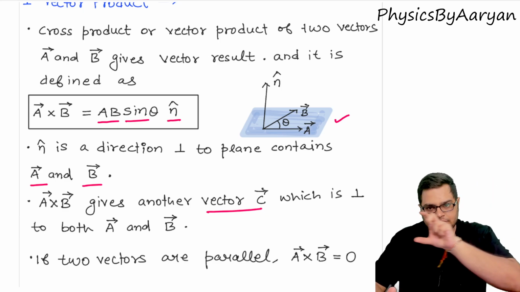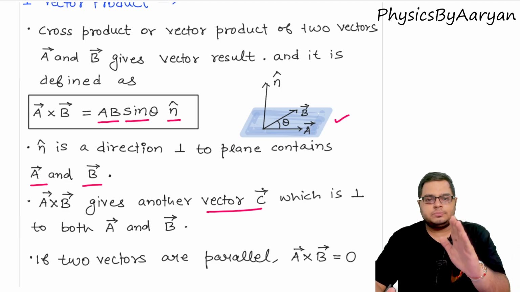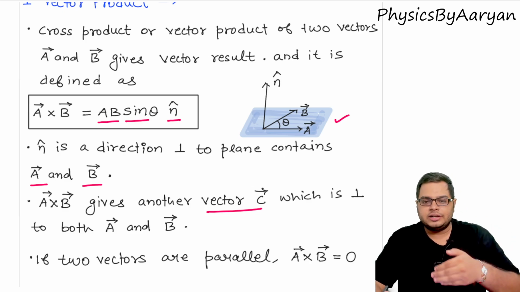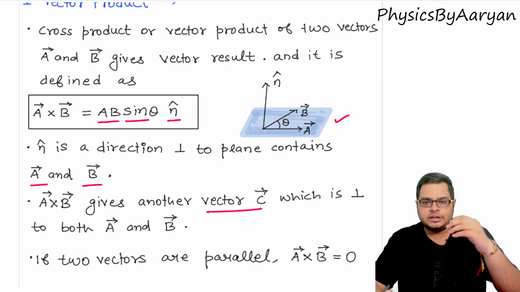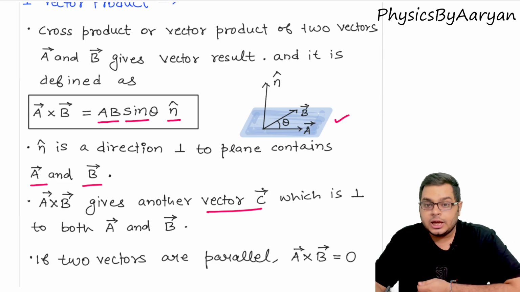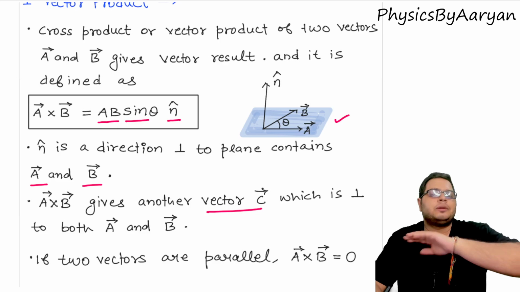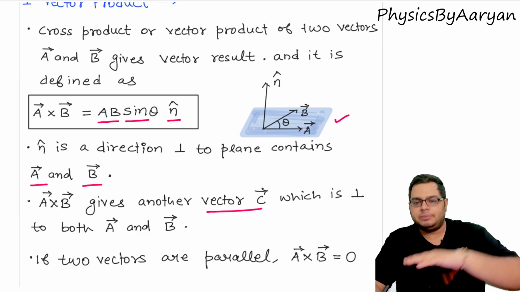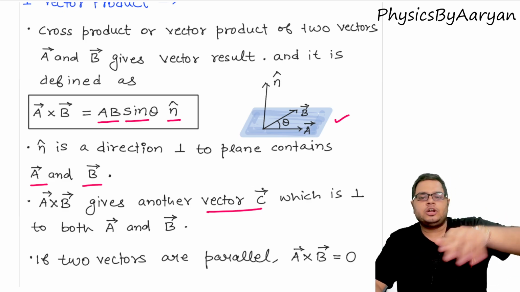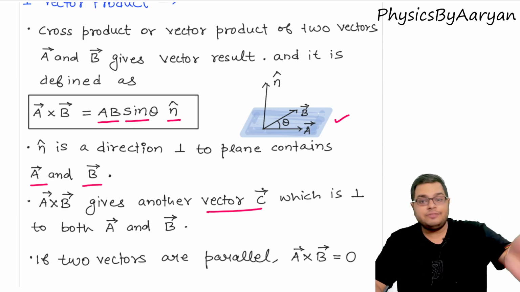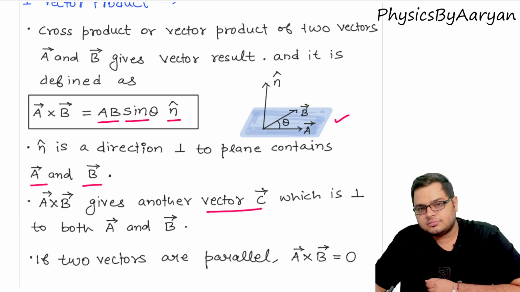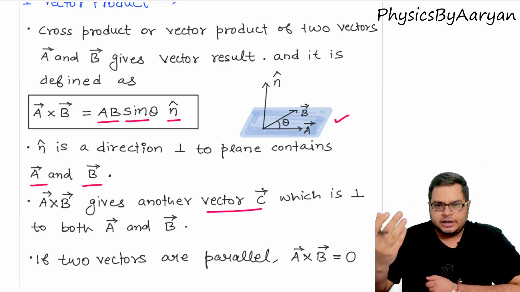So let me just summarize this in one line. A cross B gives you a vector. So you decide to do the product of two vectors. One vector is A vector, another vector is B vector. A cross B gives you another vector which is C, and that C vector is basically perpendicular to both A vector and B vector, because that C vector is actually perpendicular to the plane which contains A and B. So that C vector is perpendicular to this blue plane. So any vector which is in the blue plane, C vector is perpendicular to it. Clear? That is the simple idea.